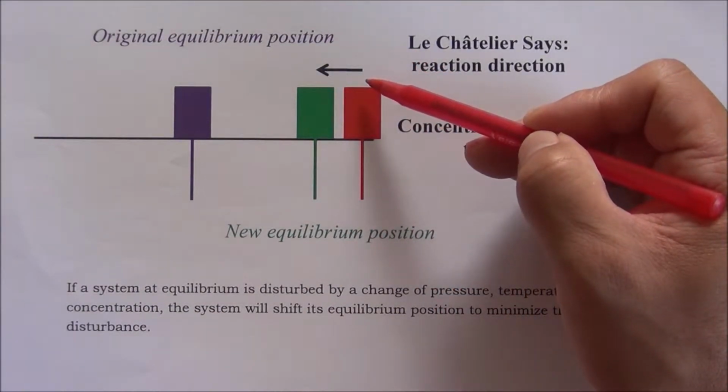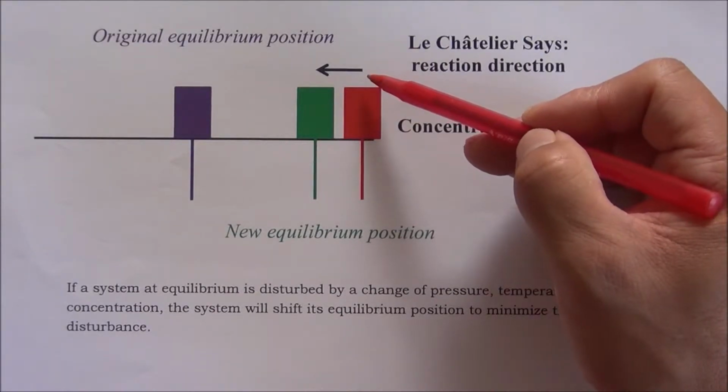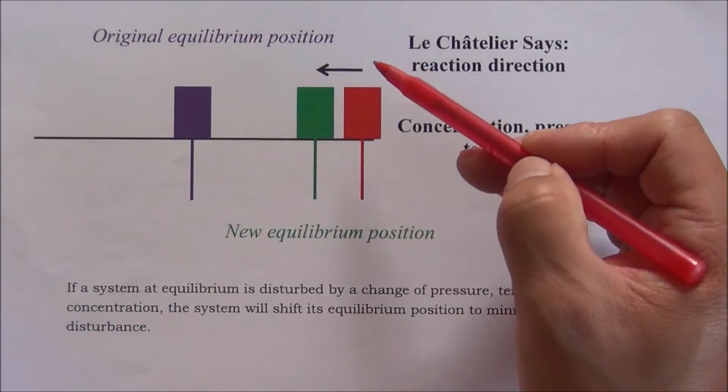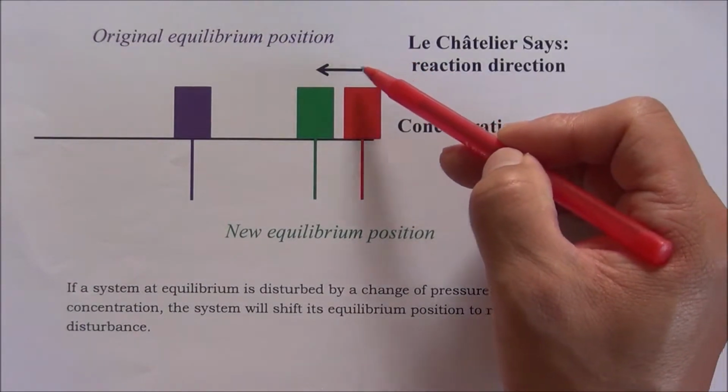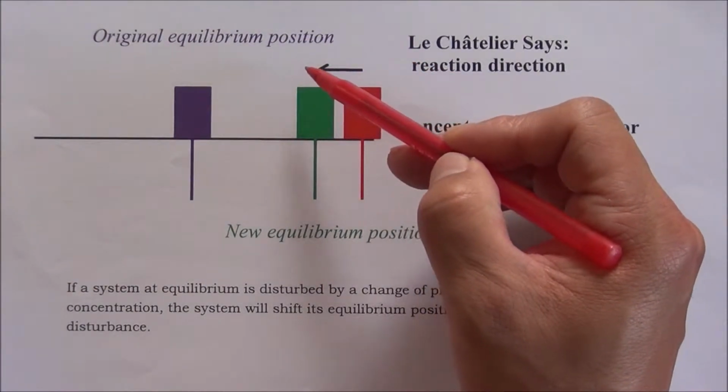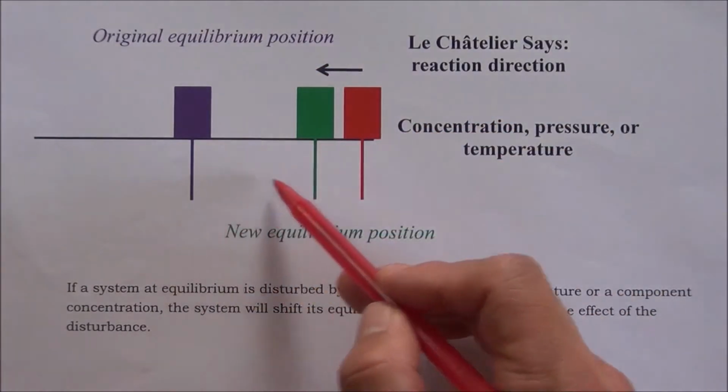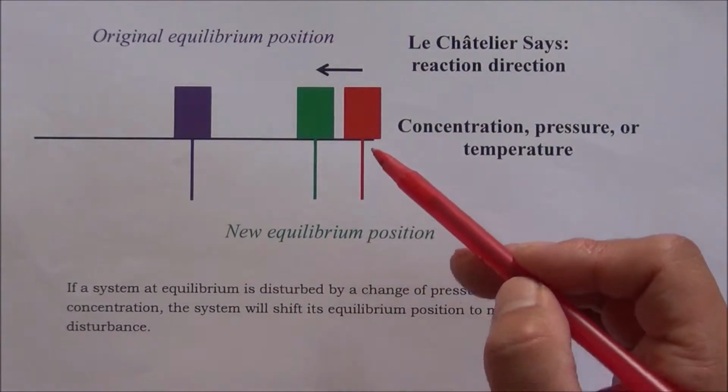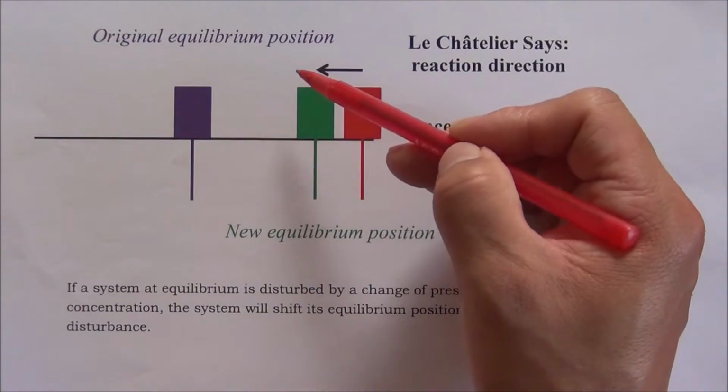Le Chatelier's principle says the chemical reaction will try to minimize the change of that component, which means it will try to decrease the concentration of that component because the disturbance will increase the concentration. The reaction will try to minimize the increase of the concentration.